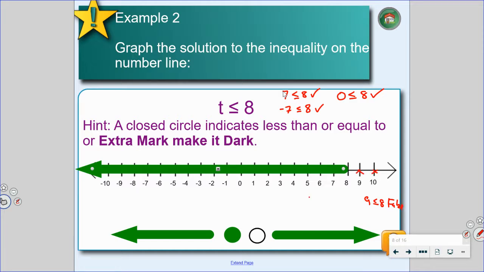Hey, what about 7 and 9/10? Or 7 and 999 thousandths? Well, yes, Mr. Callan, that is less than or equal to 8. So let's put those numbers up here, huh?